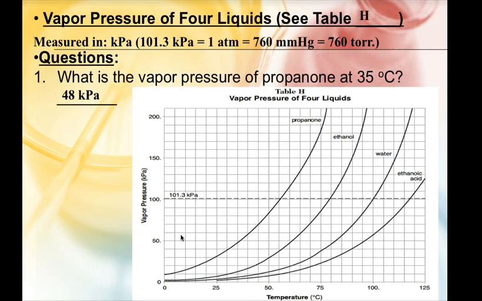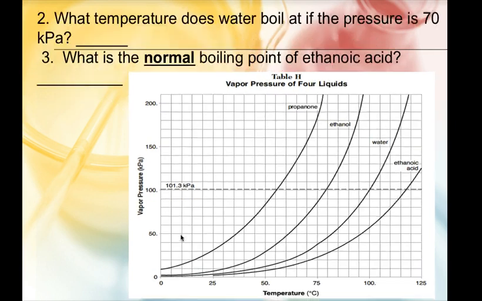All right. That's a fairly simple question. Number 2 says, what temperature does water boil at if the pressure is 70? Well, remember how we said that if the air pressure is normal pressure, you would look on this dashed line until you hit the point that you're given. But now they're saying, what if the pressure is not 101? What if it's only 70? So let's find out what this would be.